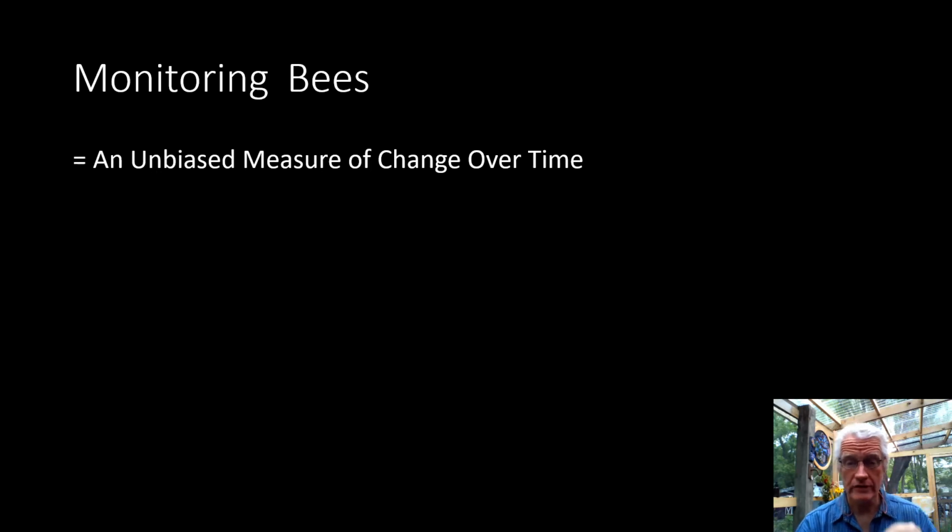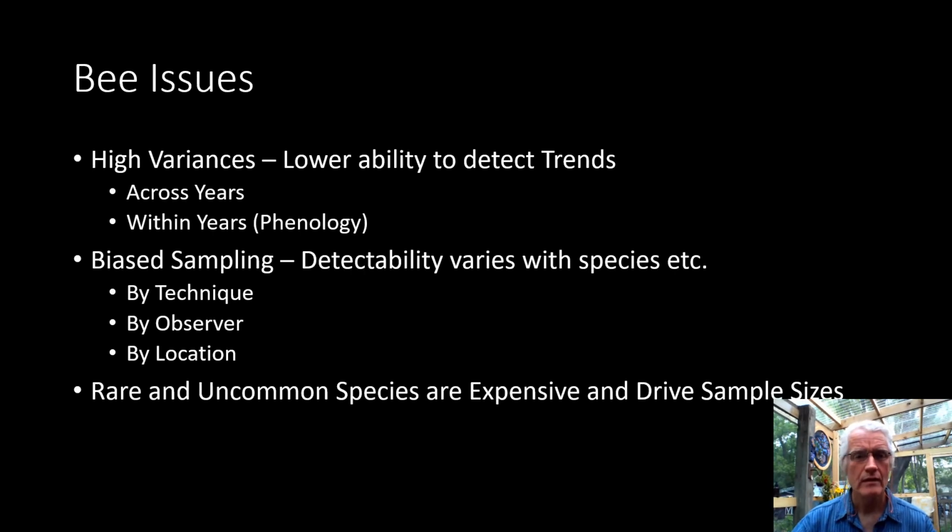So let's talk statistical issues surrounding the monitoring of bees. Monitoring of bees is going to be defined as an unbiased measure of bee population change over time. Some of the issues around bee sampling are that bees have really high variances. That lowers your ability to detect trend because the variability in populations is huge, particularly compared to vertebrates.